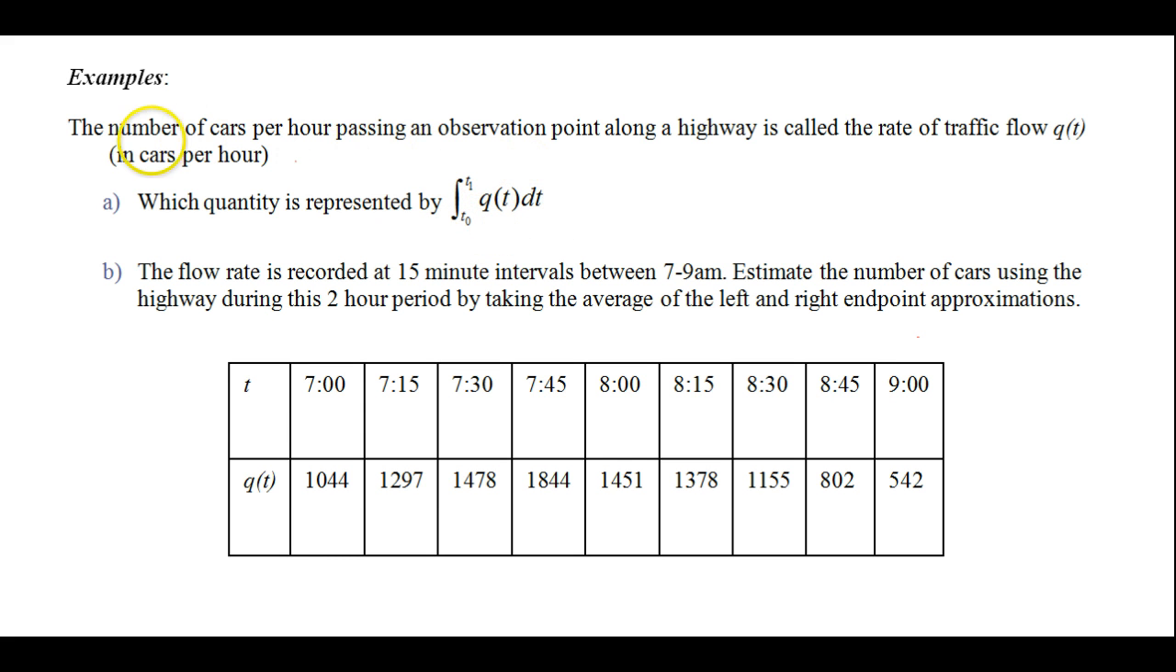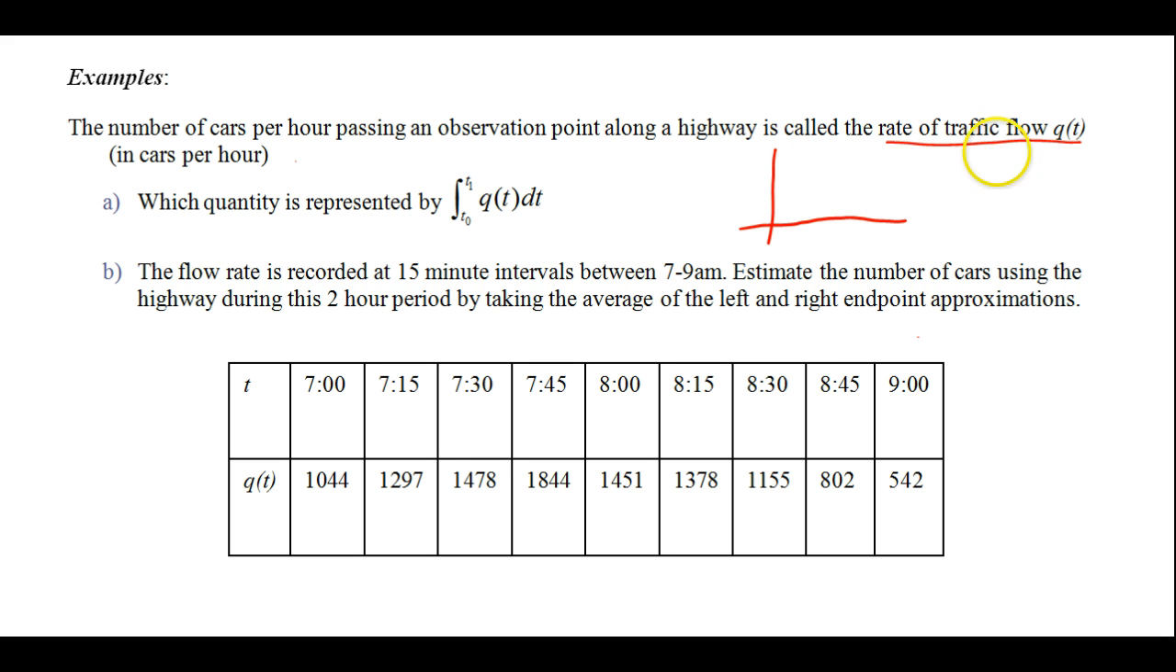So let's go back and read the problem. The number of cars per hour passing an observation point along a highway is called the rate of traffic flow, Q of t. So I've been given a rate of change, I've been given a derivative, even though I haven't been given it in prime notation. And the units of the rate of change are cars per hour. So if I want to think about how to explain what this integral represents, a really good way to think about it at this point is to draw a graph.